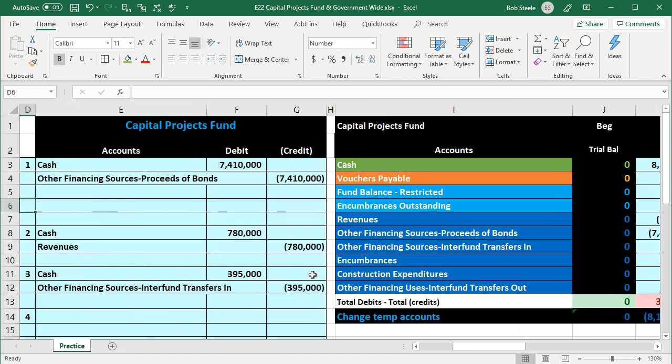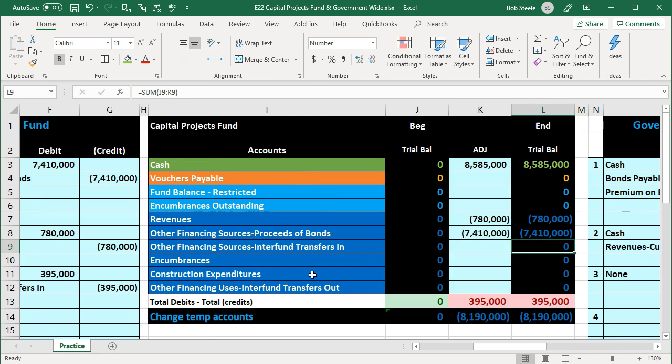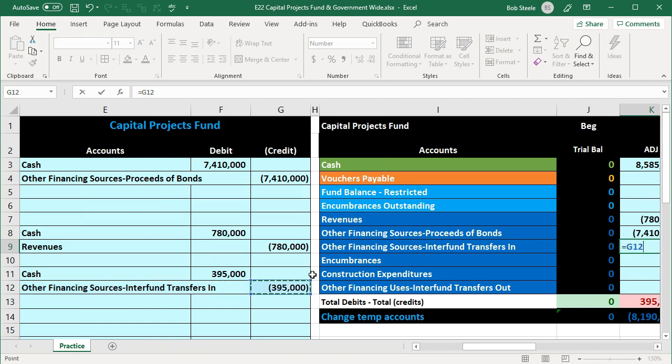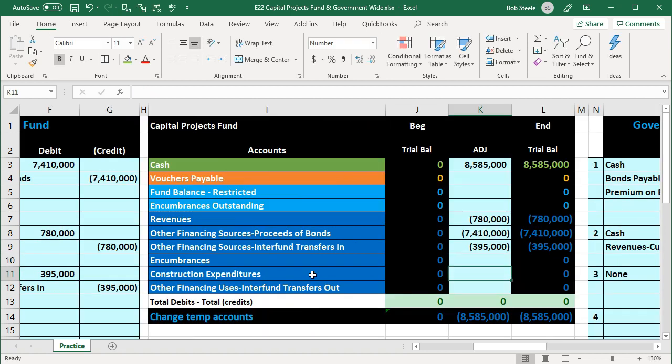And then the next item is going to be the other financing sources. So other financing sources, interfund transfer in. We are in K9 equals, scrolling back over to the credit, the 395 and enter. So that puts us back in balance.